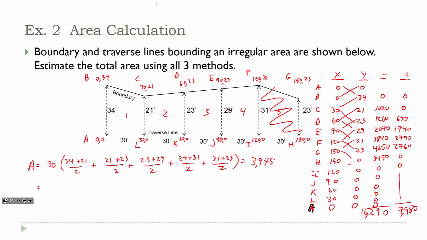So maybe we had a slight miscalculation somewhere over here in the coordinate method because they should both give you the same answer. But at least you get the idea.